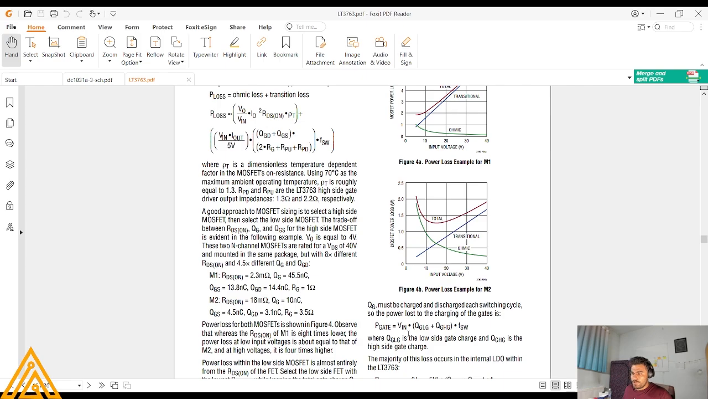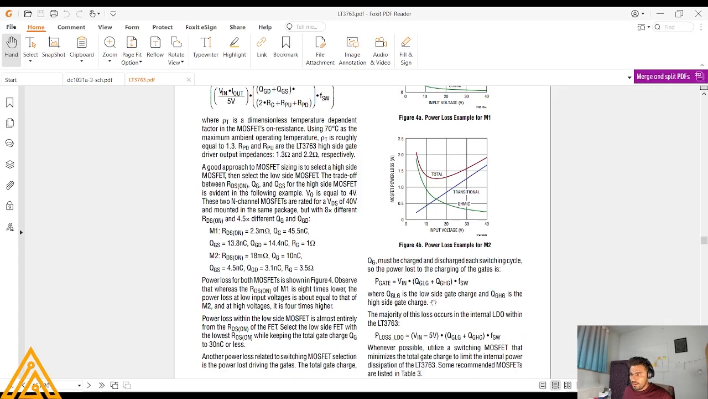The last thing that we have to consider is the gate driver power dissipation. As you go higher in frequency, your gate driver has to drive your MOSFETs. So if your MOSFETs have a high gate charge, your driver is going to be challenged in driving them. So choose your MOSFETs very carefully, or you're going to get a high temperature on your driver.